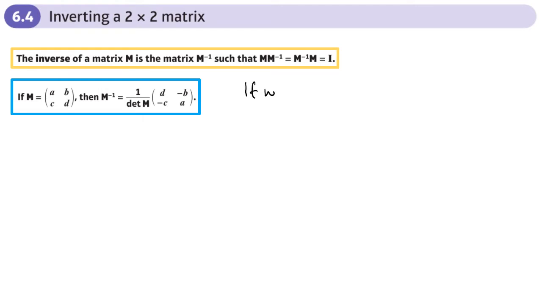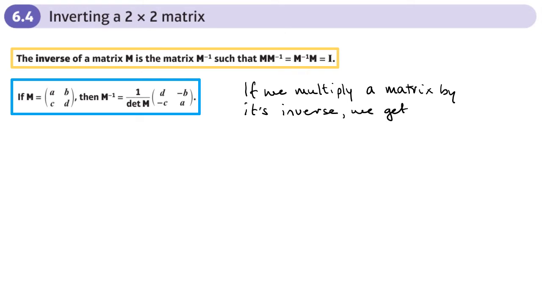If we multiply a matrix by its inverse, we get the identity matrix. Remember, the identity matrix is the one that has ones along its leading diagonal. So we're actually talking about square matrices here.